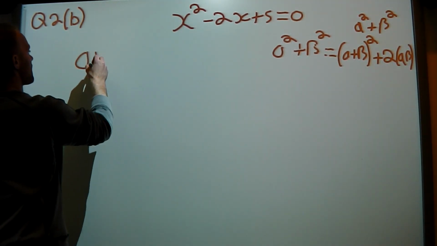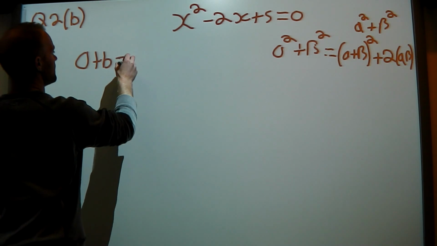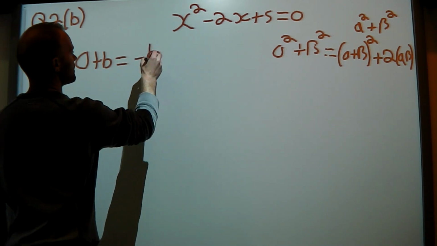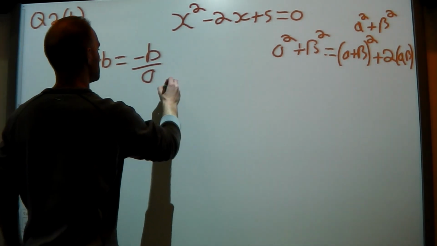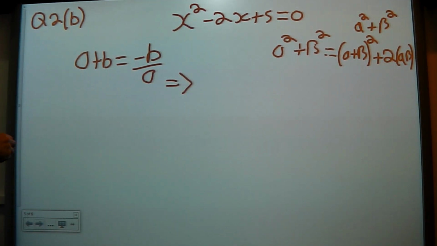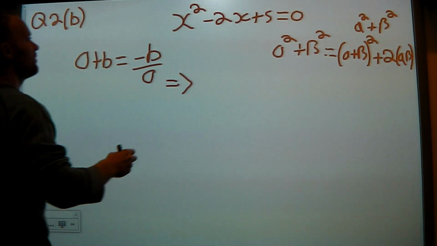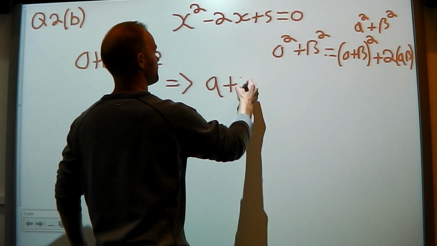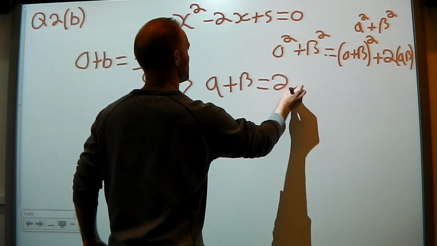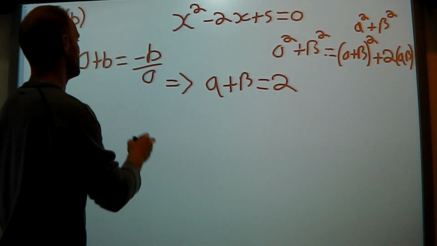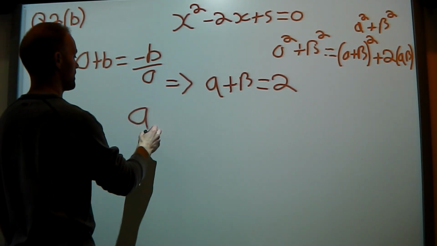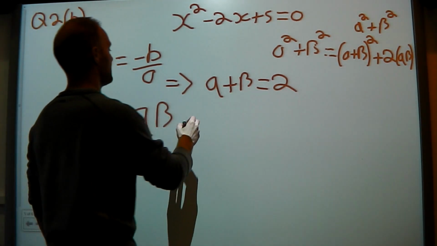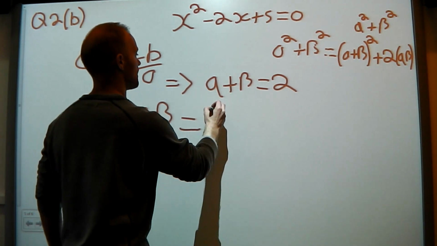Alpha plus beta is equal to minus b over a. That implies that alpha plus beta is equal to 2. And we're also asked alpha beta. Well, if you know your formula, that means it's equal to 5.